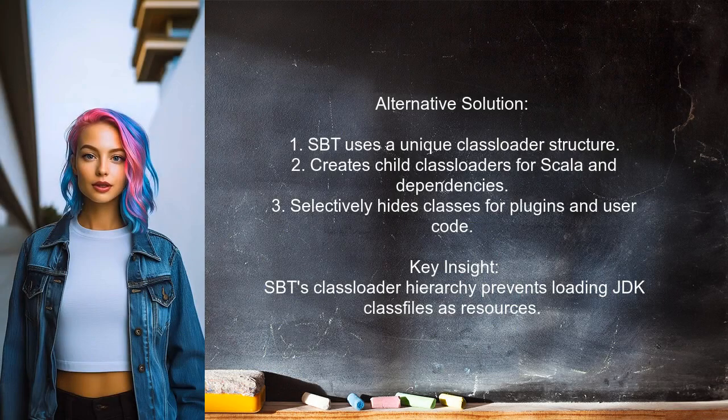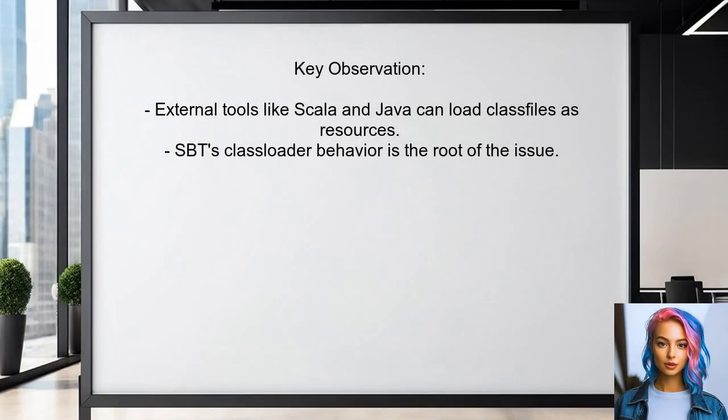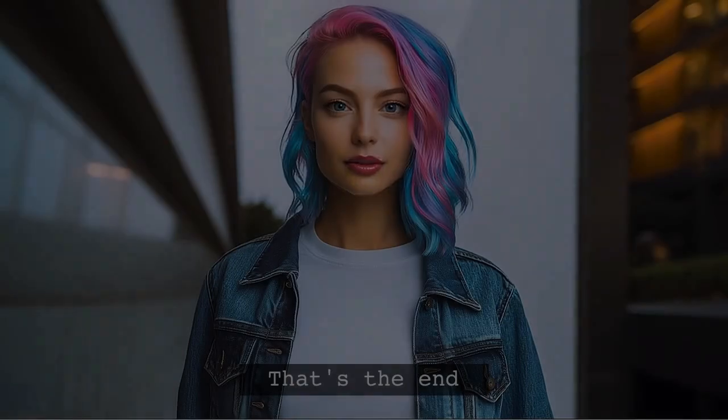An alternative approach provided by Jason Zog highlights that SBT operates with a unique class loader structure. SBT creates a child class loader for Scala and its dependencies, which selectively hides certain classes. This non-standard delegation is essential for managing plugins and user code effectively. The user also points out that when running the jar file with external tools like Scala or Java, both class loaders can load the class file as a resource. This indicates that the issue is specific to SBT's class loader behavior. That's the end of that answer.